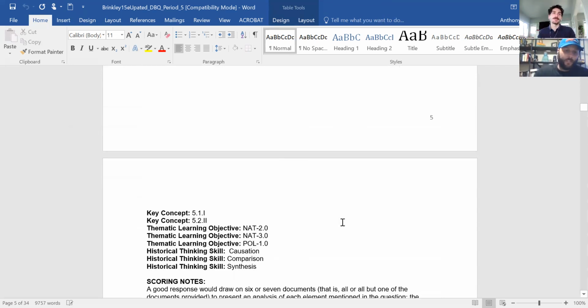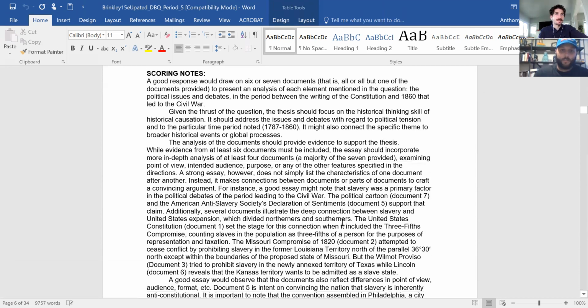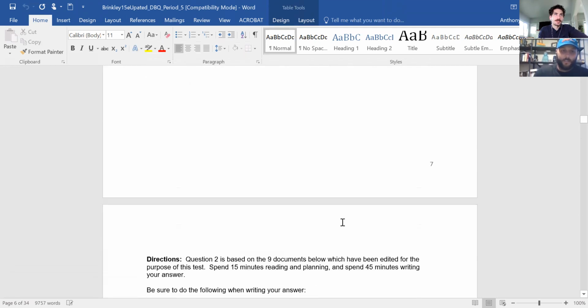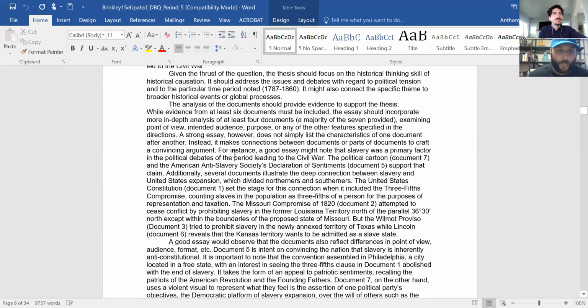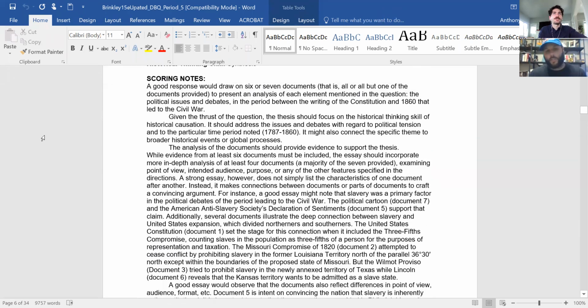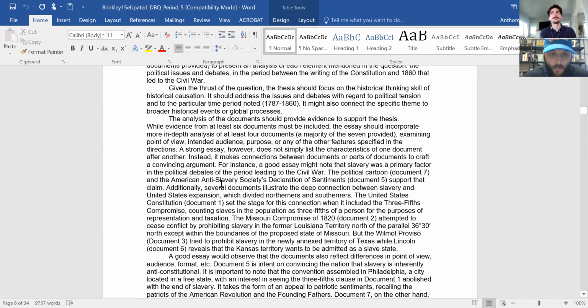So then that's so many. Let's look at this. Wait, hold on, I'm interested in looking at this. So I was just seeing what the... these are the scoring notes. Oh, does it tell you what each of the documents does? Is that what they do? Yeah, a little bit.